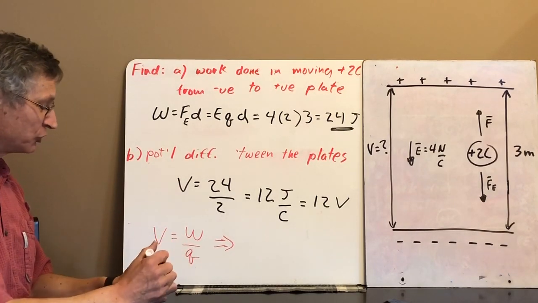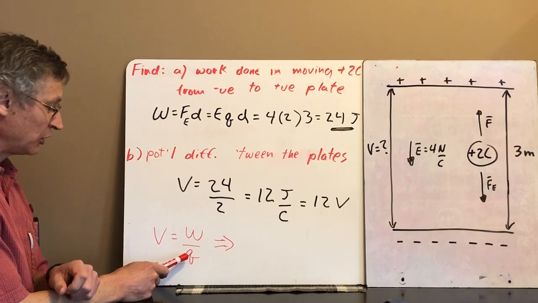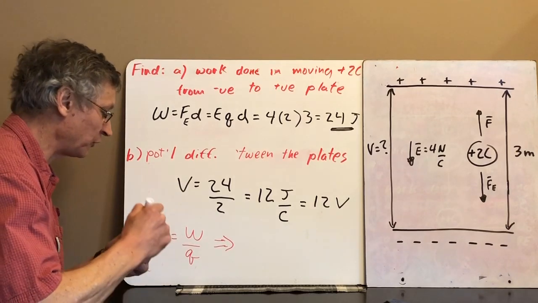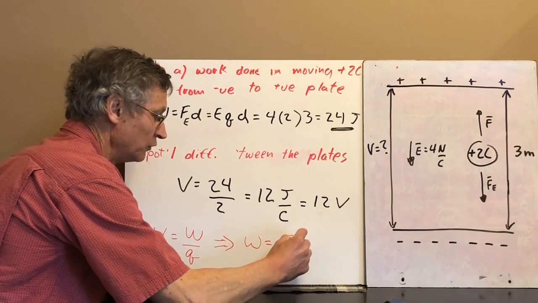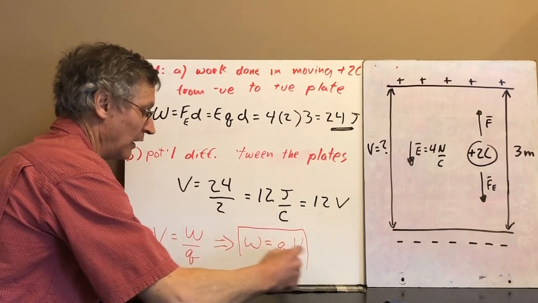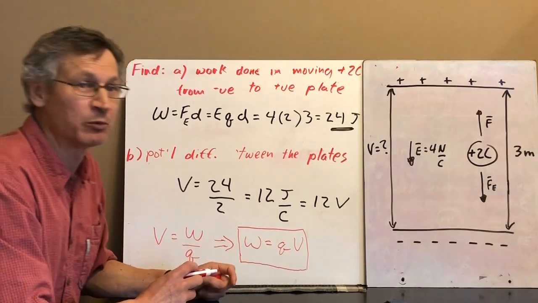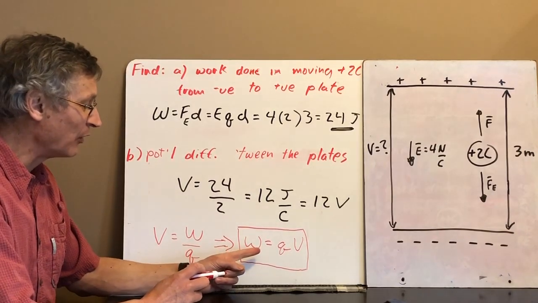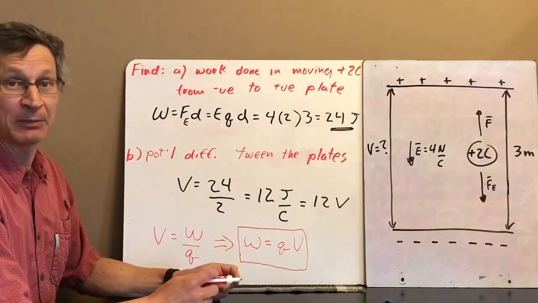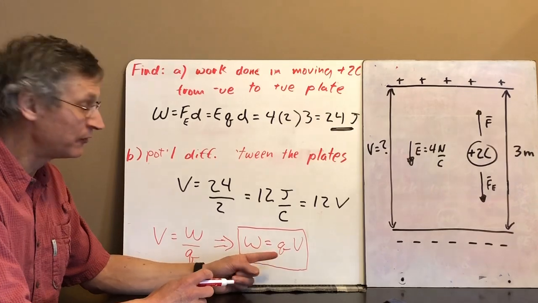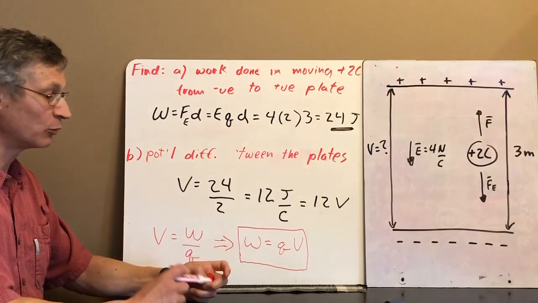You'll notice that if you solve this equation for W, if you take the Q over to the other side and it goes upstairs, this equation turns out to be W equals QV. Draw a box around that and reserve a couple brain cells for it, because you're going to see that a fair bit. Work is equal to charge times potential difference. Kind of makes sense, right? Take how many coulombs you have, multiply by how many joules per coulomb, and what you're left with is, well, the work in joules.